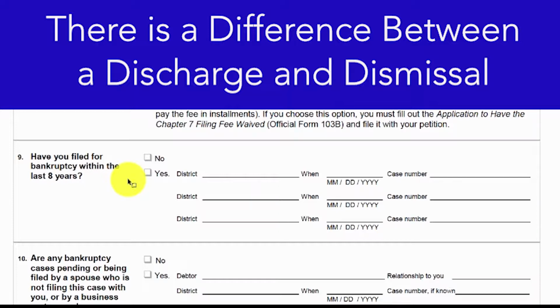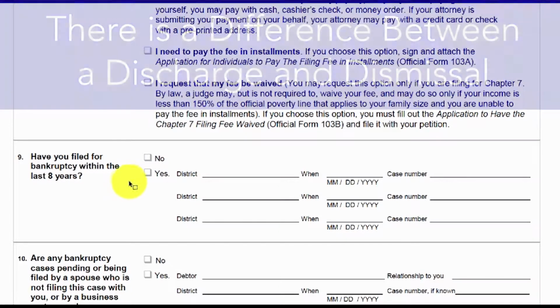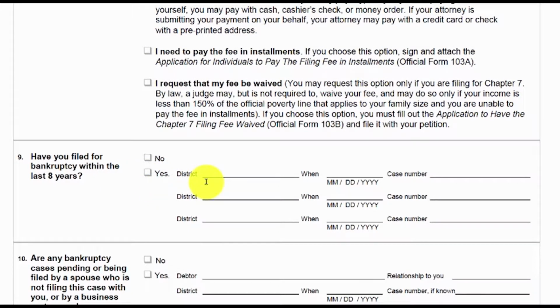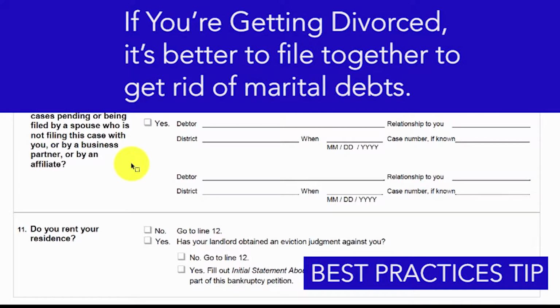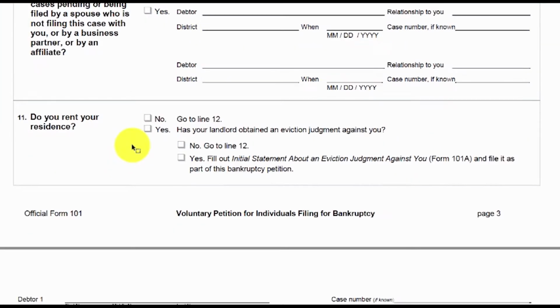If that was the case, among other reasons that it could be dismissed, you'd enter yes, and the district it was filed in, the date it was filed, and the case number. Sometimes when people are getting divorced, they'll file a Chapter 7 individually. That's what this section asks for. Or if you filed as a business, for example, a Chapter 11.